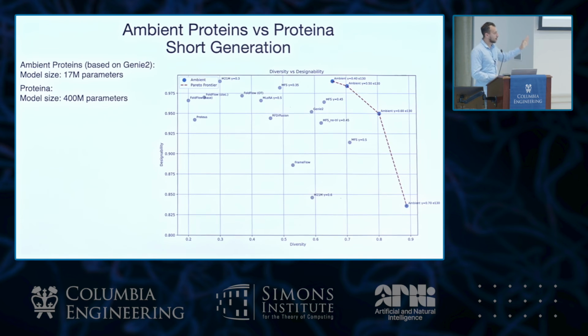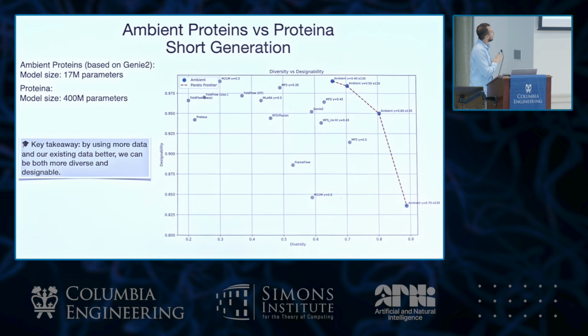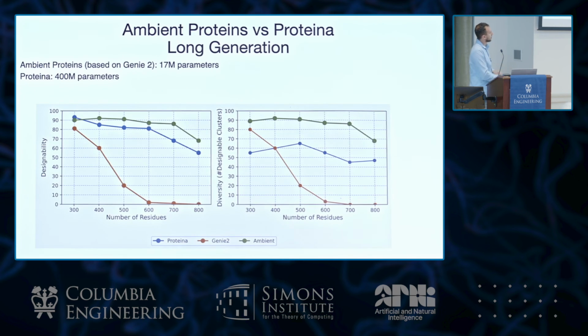So this is a plot. On one axis, we have designability, the quality. On the other axis, you have diversity, how diverse are your proteins. And the whole Pareto frontier of designability and diversity is coming from our model. And this is even for short proteins, which is kind of surprising. This is for proteins up to 256 amino acids that are not that interesting. Going to longer proteins, the results are even more impressive.